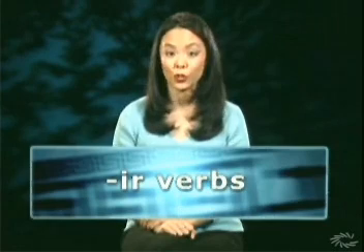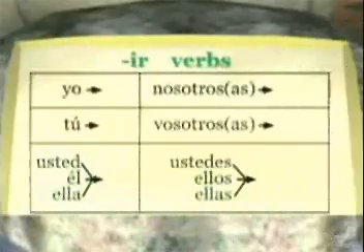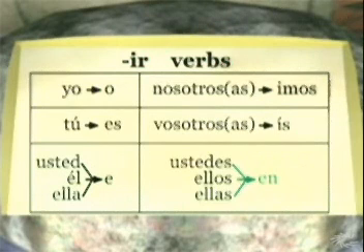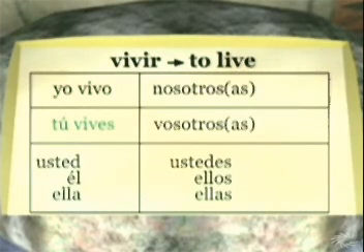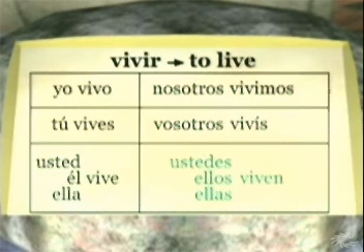Last but not least, we have the IR verbs, who, you'll notice, have remarkably similar endings to the ER verbs. The IR endings are o, es, e, imos, ís, en. So to conjugate a verb like vivir, to live, we would say yo vivo, tú vives, usted, él, ella vive, nosotros vivimos, vosotros vivís, ustedes, ellos, ellas viven.